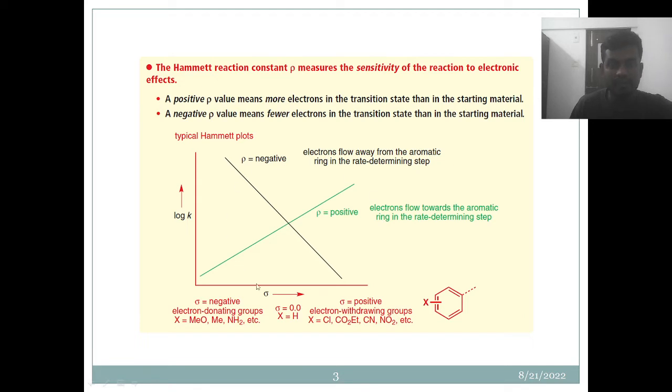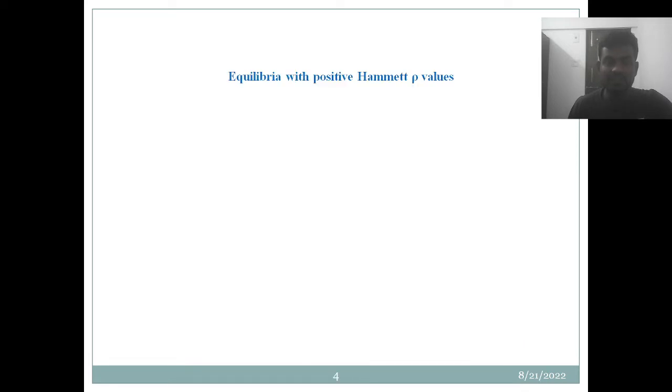Overall, you should try to understand this figure, when rho is positive, that is the slope is positive, and when rho is negative. Rho positive means electron flow towards the aromatic ring in the rate determining step, and if electron flows away from the aromatic ring in the rate determining step, then rho will be negative. I hope this figure is clear. Now I will ask you several questions which are very easy to follow. Before that, there will be a couple of easy examples.